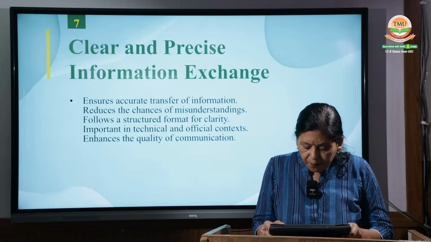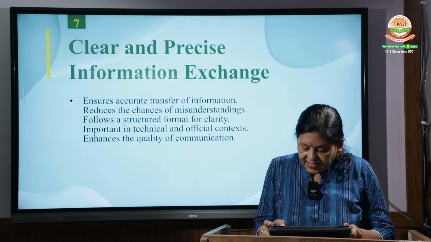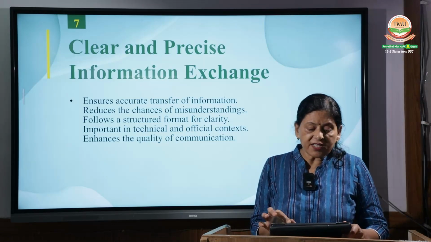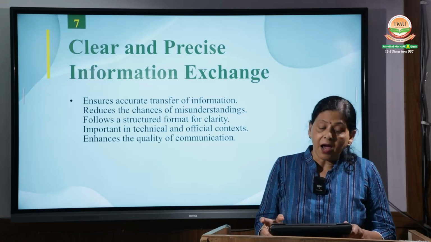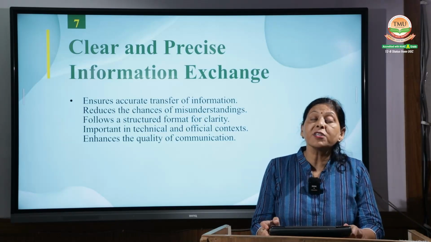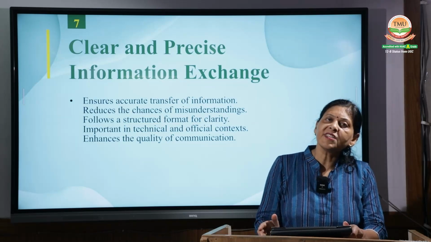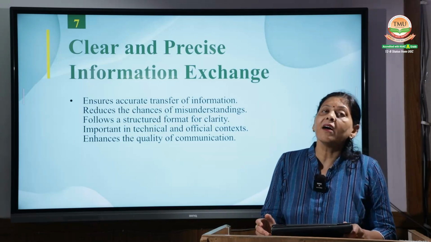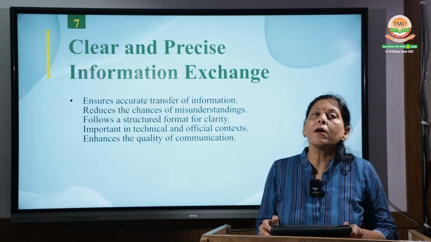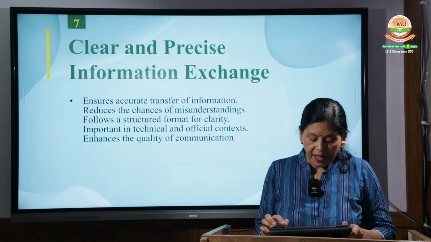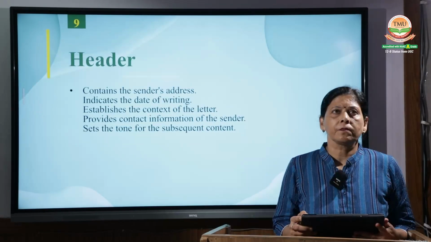This is important in technical and official contexts, and it enhances the quality of communication, because as I said, learned people are very, very particular about accuracy and professionalism, and everything has to be precise. So they all welcome these formal letters. Now the next part will be the parts of a formal letter.